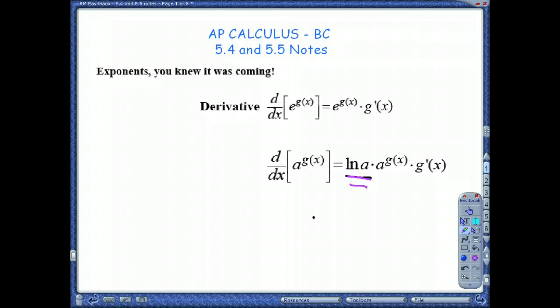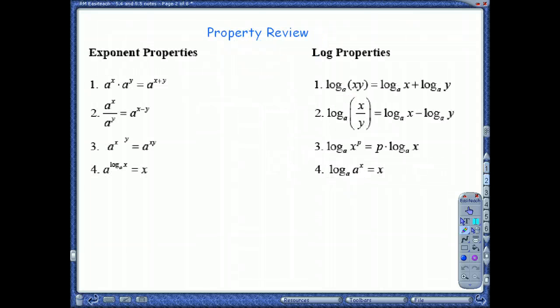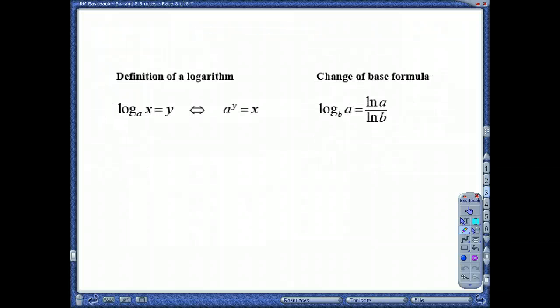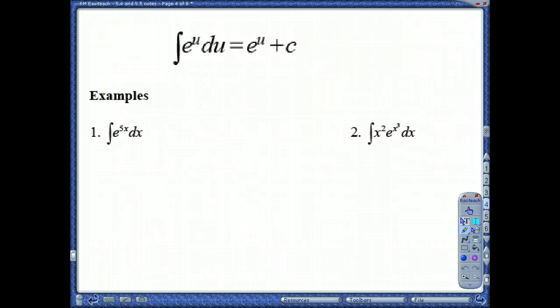So be thinking about that when you are integrating. You're going to need your exponential, whatever the power is, and you're going to need that derivative. So be thinking about lots and lots of u substitutions. I just put on here your exponent and log properties just to refresh your memory, along with your definition and change of base formula, left on there as a nice little review.